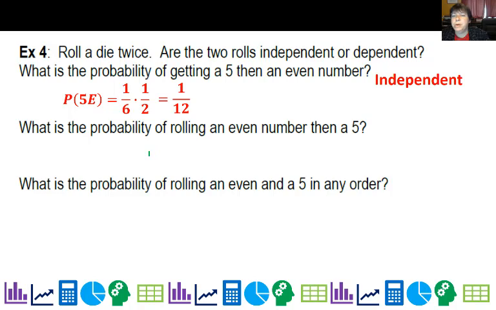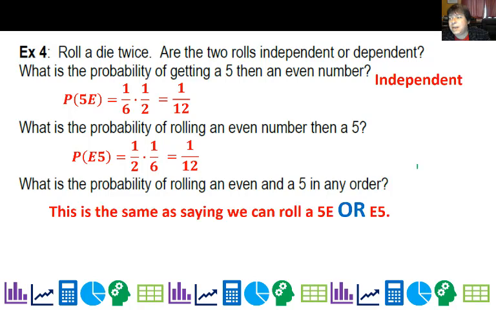So I multiply both of those and I get 1/12. What's the probability of rolling an even number and then a 5? Well, it's basically the same thing. It's just switching the two numbers and I get the same answer. Now here's a little twist. What is the probability of rolling an even and a 5 in any order?